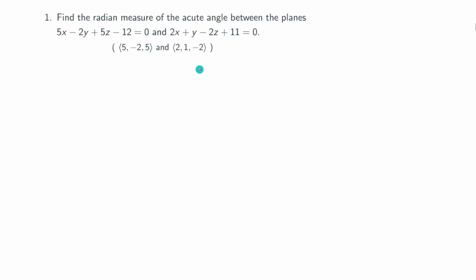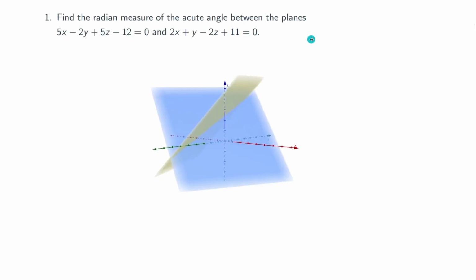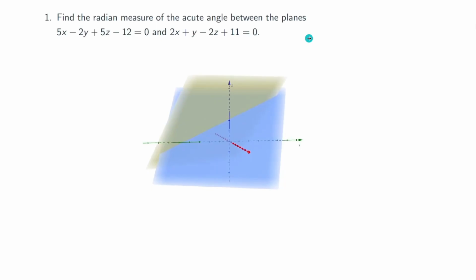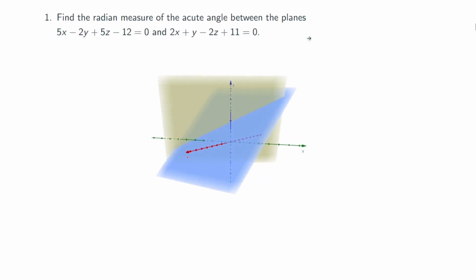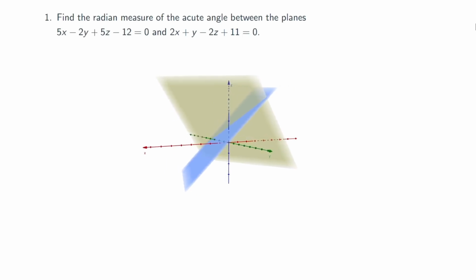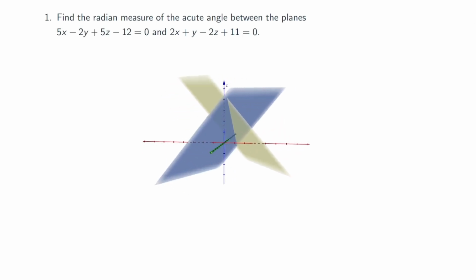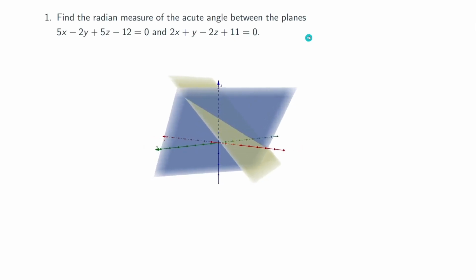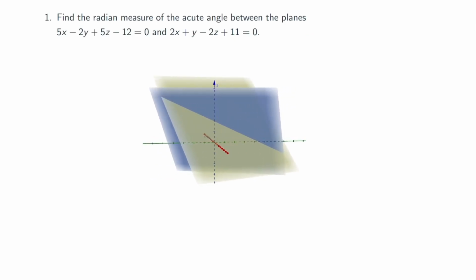Now, if these two vectors are not scalar multiples of each other, then that means they are not parallel. As a consequence, these two planes are intersecting. So let's have a visualization for this one. If you graph these planes, this blue plane is your first plane, and this yellow plane is your second plane. Since you are asked to find the angle between them, what do we mean by that?